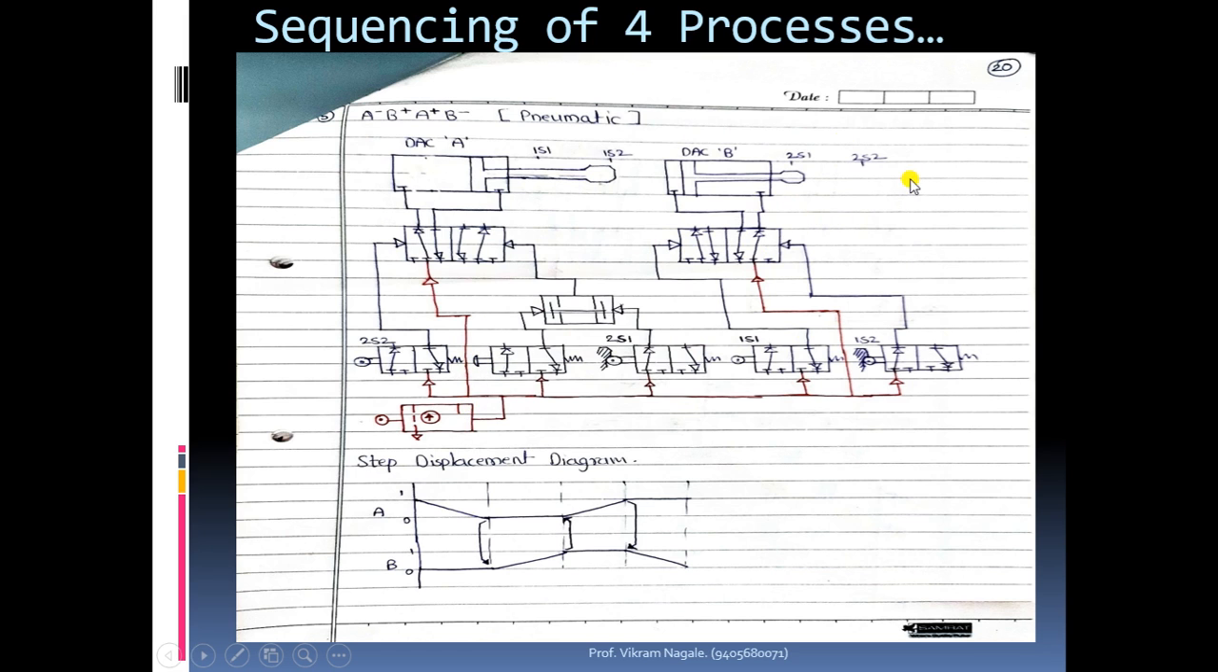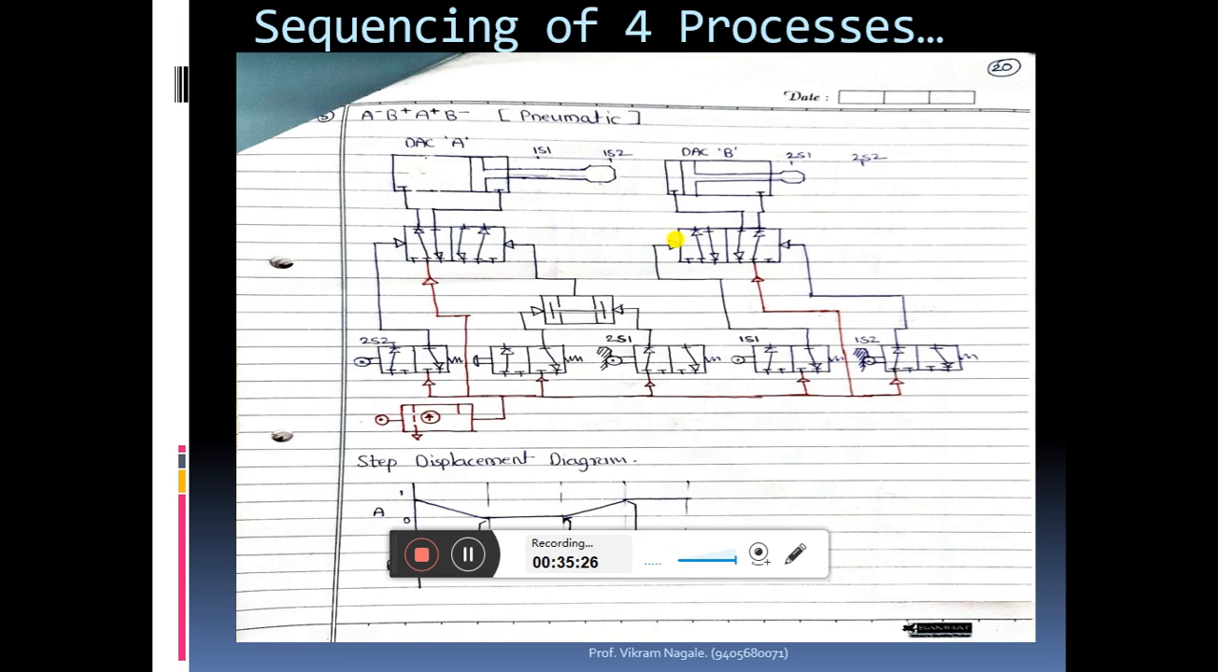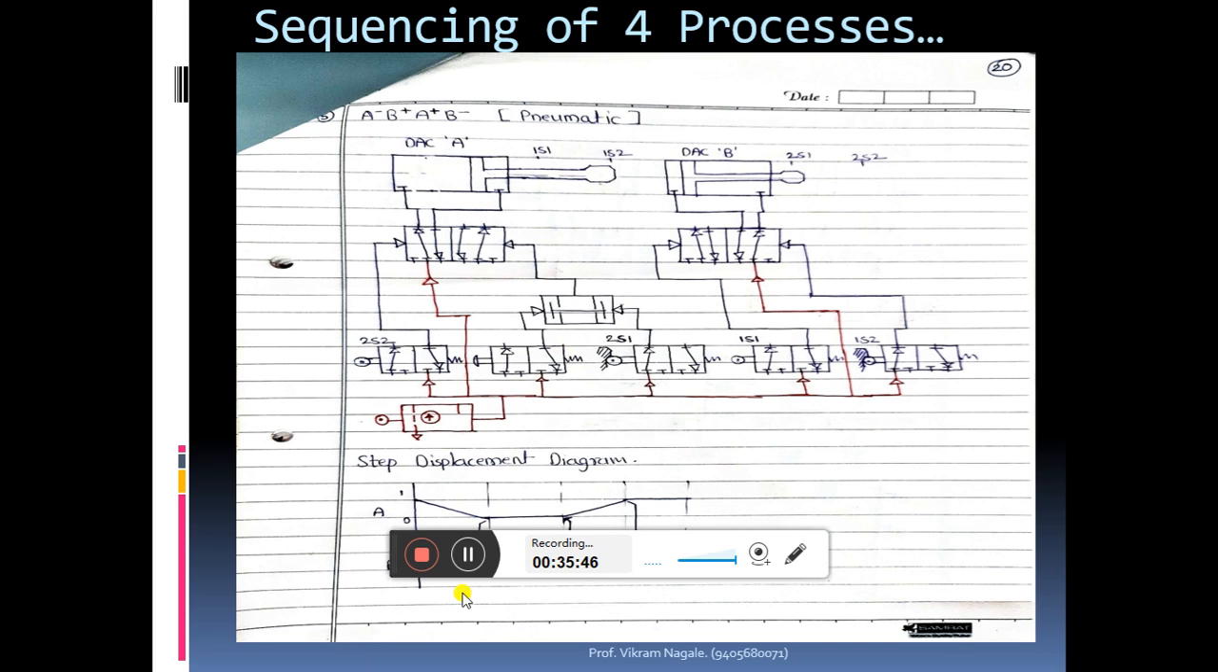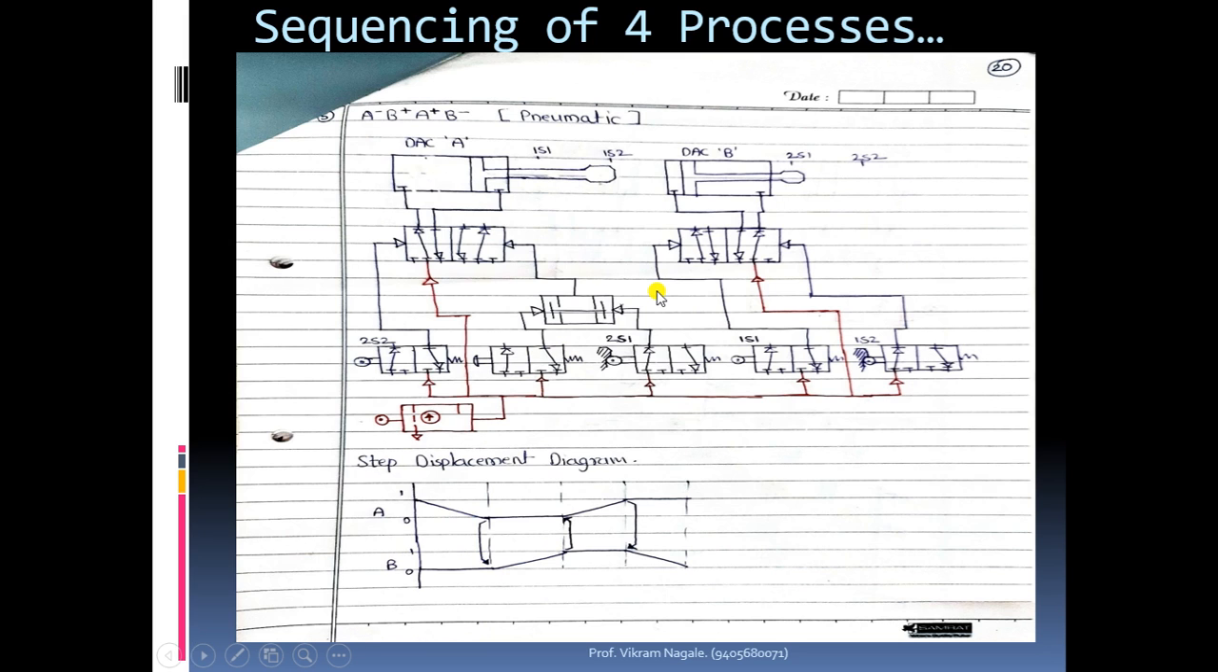Okay, so here you are having no idea about how to consider the components and how to get the feedback from the controlling valves. So for this, just a minute. So here we have completed this circuit diagram. Now we'll see about this step displacement diagram.